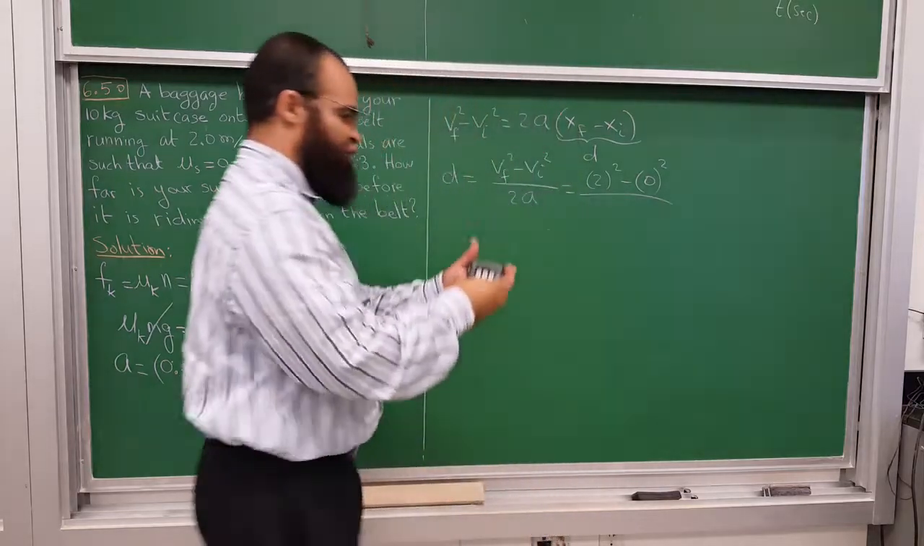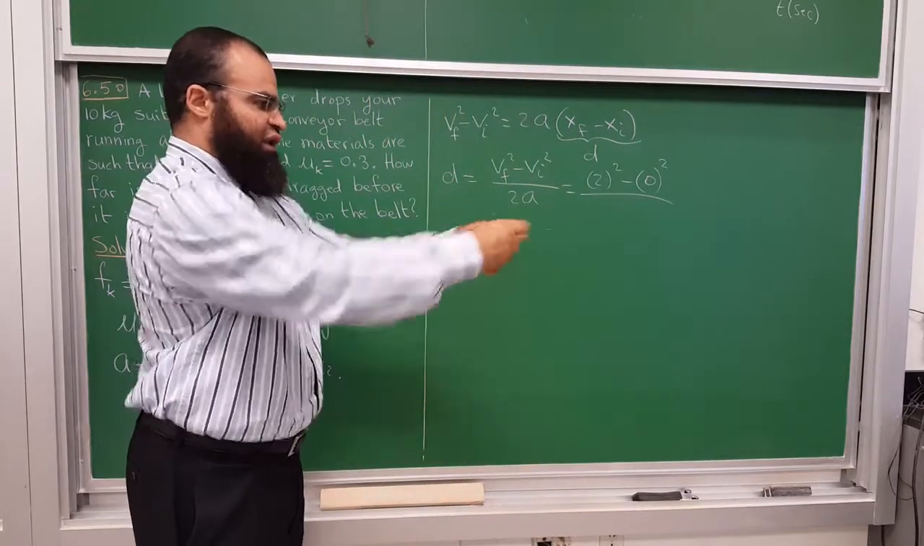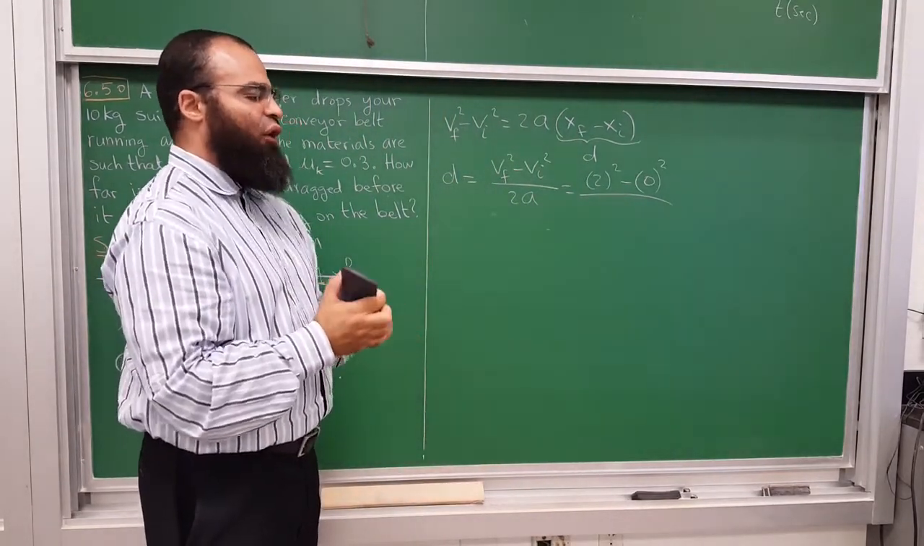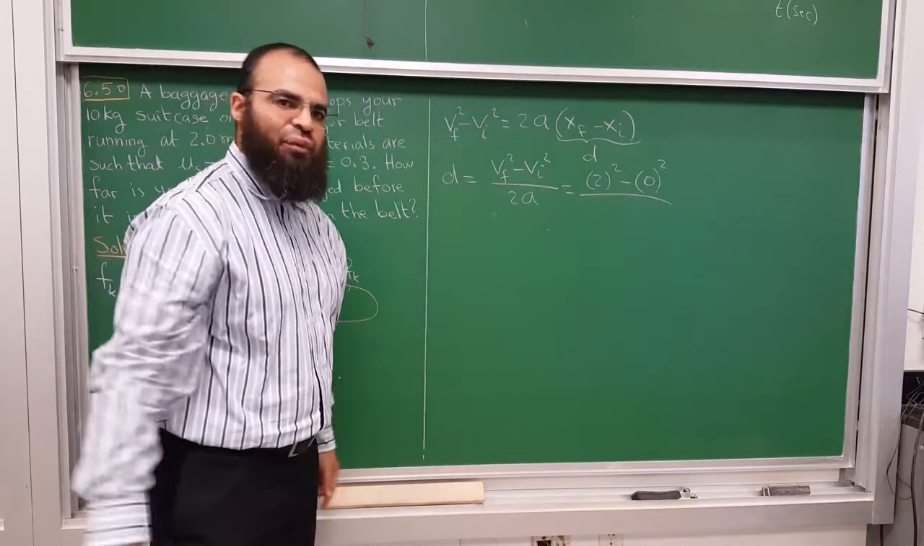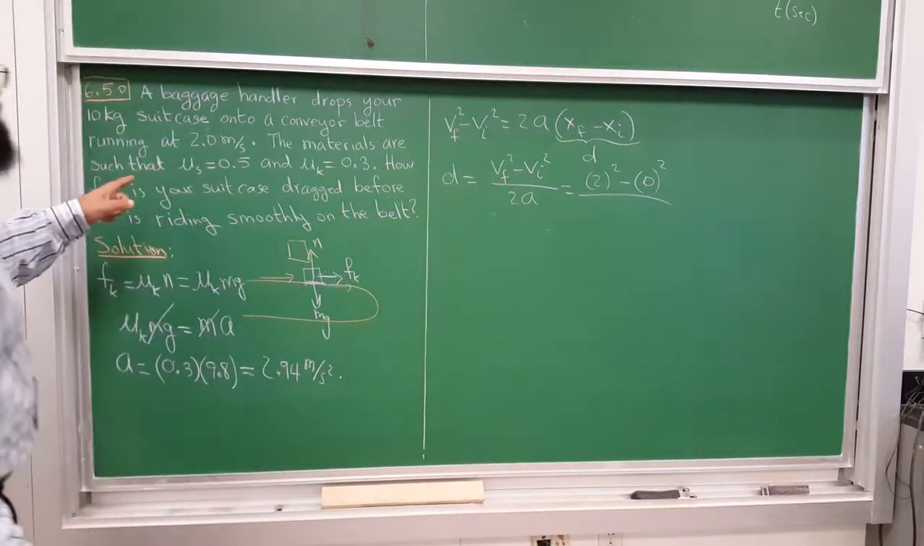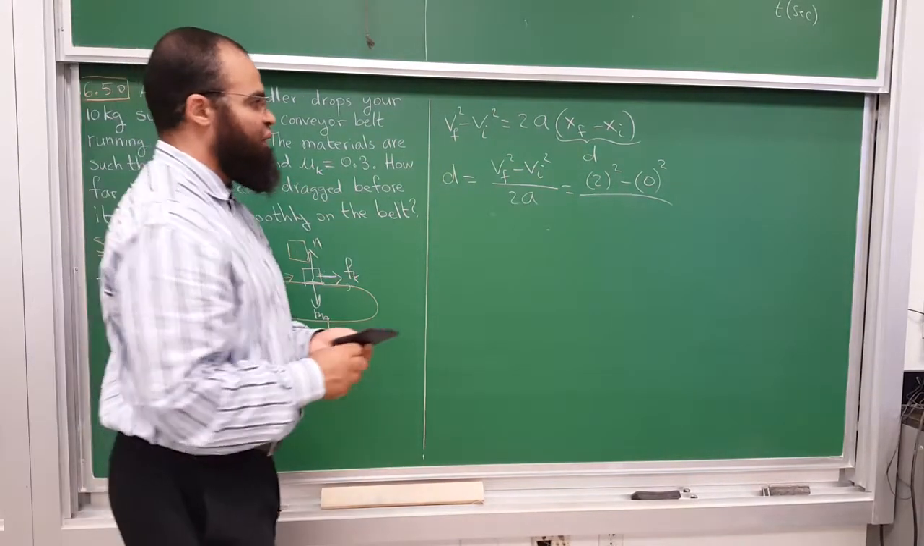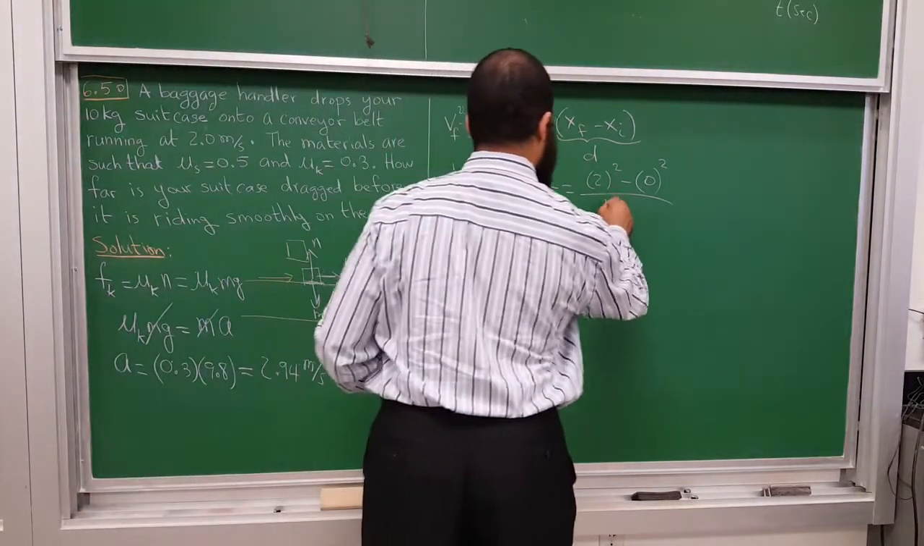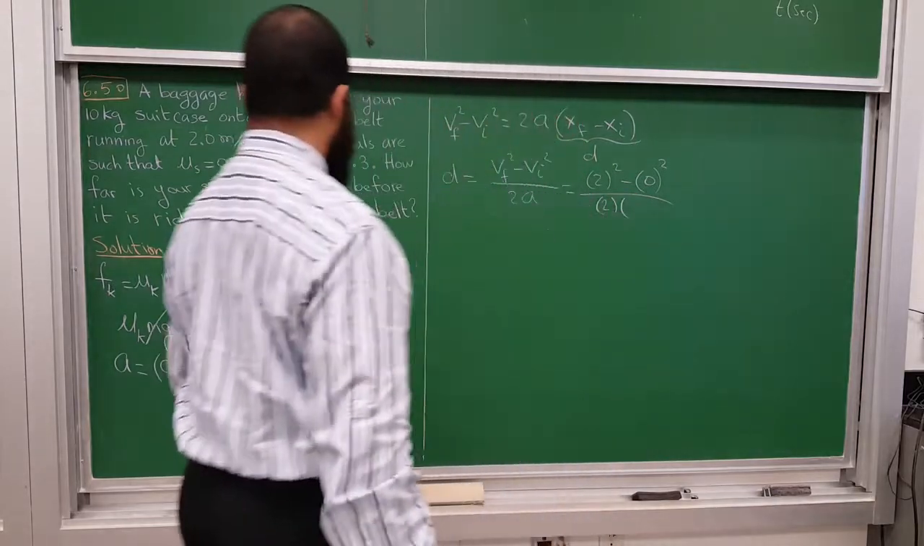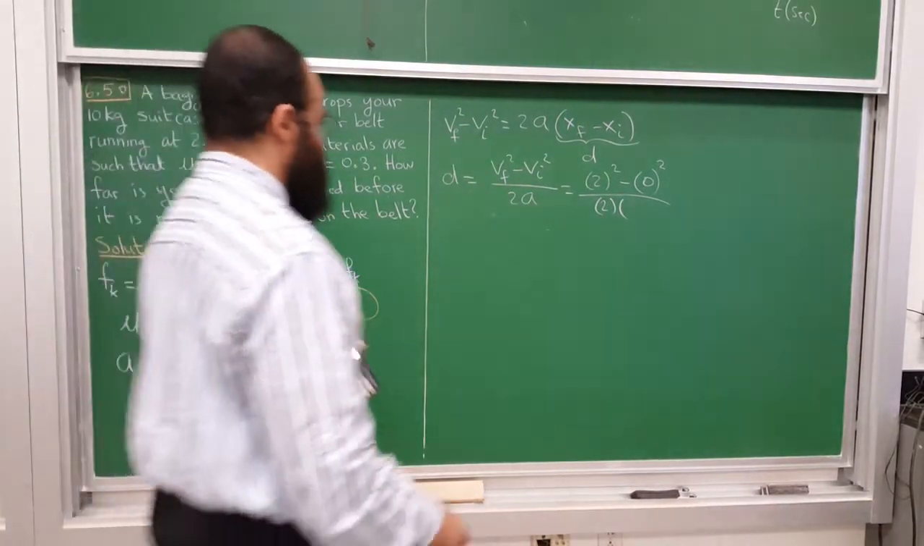And it was just dropped this way. It didn't have any velocity that way, I'm assuming. Although the person could throw the bag that way, but I think they should just say dropped. Yeah, it says dropped, so dropped means this way. Divided by twice the acceleration. What's the acceleration? 2.94.